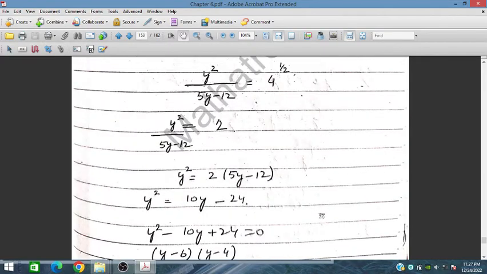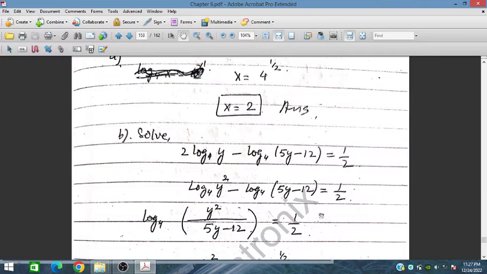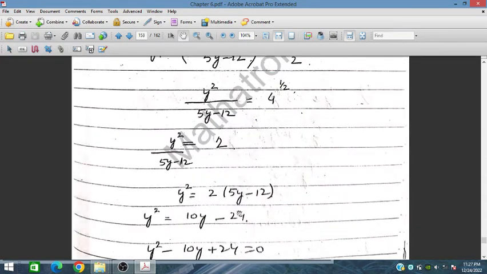Since this is y, we have to obtain only y, so we have not supposed anything, so this is the solution.